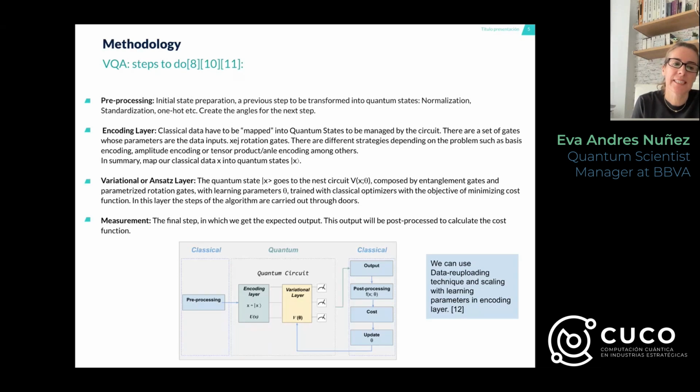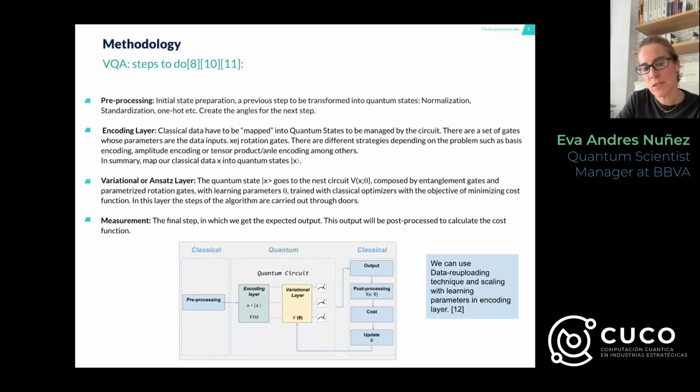So the data that is already in a quantum state goes through to the next layers. The next layer is the variational layer or the ansatz layer. The objective of this layer is the execution of the quantum algorithm, commonly formed with rotational and entanglement gates. This layer is equivalent to the hidden layer in the classical ones. And in this layer we find the learning parameters, the learnable or trainable parameters, the weights of this network.